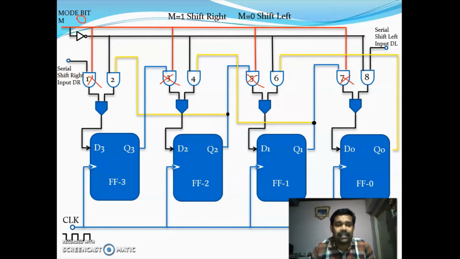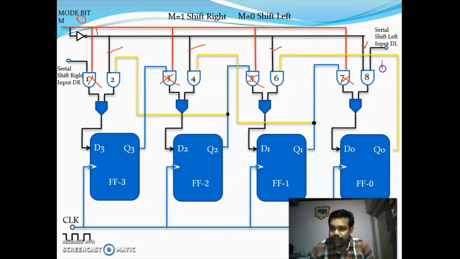What happens? These gates get disabled when you are giving M equal to 0. Now when you are giving 0 here, this line will be getting 1. So one of the inputs of the gates 2, 4, 6, 8 is 1. Now we are providing serial input for left shift to the gate 8.